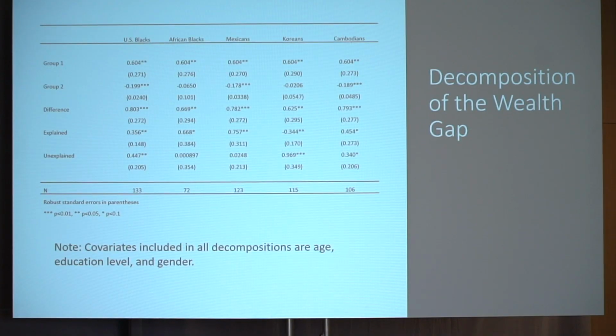We next perform the same set of decompositions, but for the wealth gap. And so the wealth variable here is measured as total household net worth. And as mentioned before, it's just calculated from subtracting the total number of debts reported at the household level from the total number of assets.